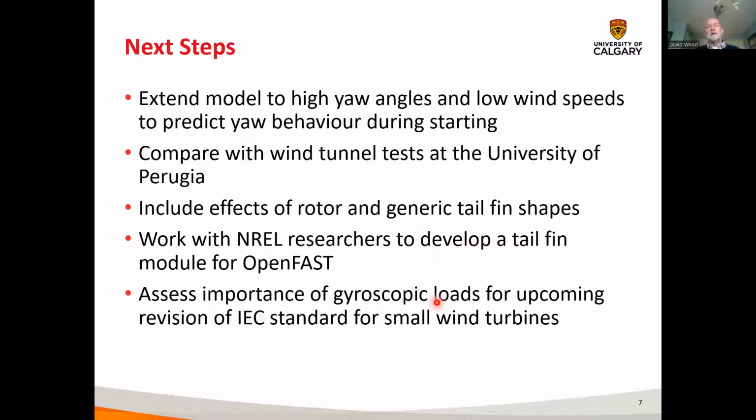And a concurrent piece of work, which I haven't got time to talk about, is assessing the importance of the gyroscopic loads, because there's an upcoming revision to the IEC standards for small wind turbines. And we hope that some of this work will feed into that revision. So I think that's pretty much all that I have to say.